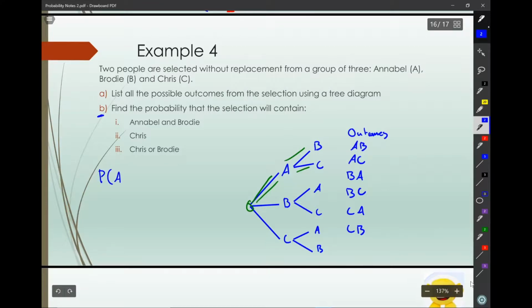Okay, so calculating some probabilities. The probability of Annabelle and Brody. The two outcomes that contain both Annabelle and Brody are AB and BA. So that means we have two favourable outcomes out of 6. The probability of there being Chris in the group is 1, 2, 3, 4. 4 potential groups have Chris in them.